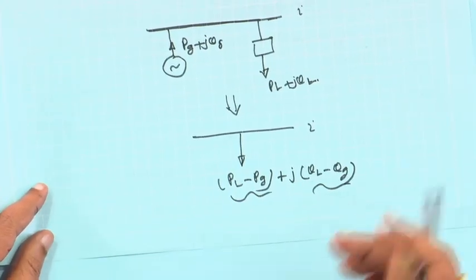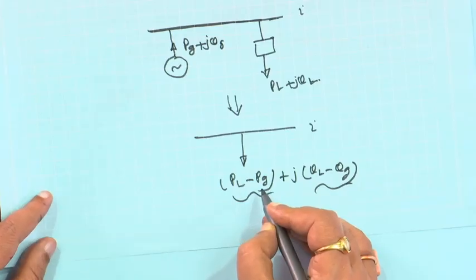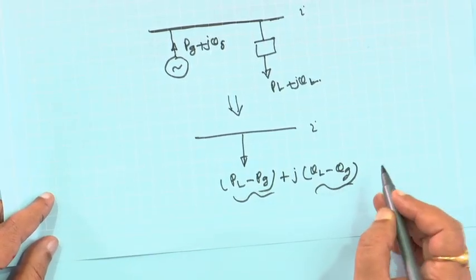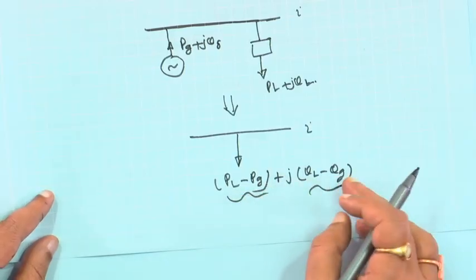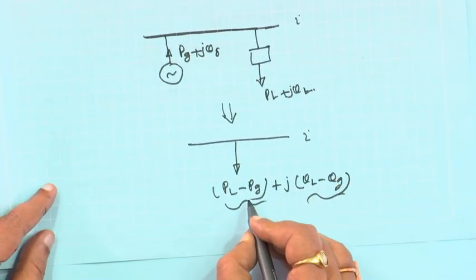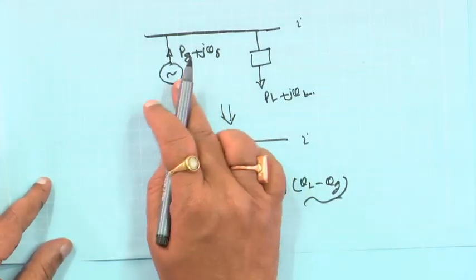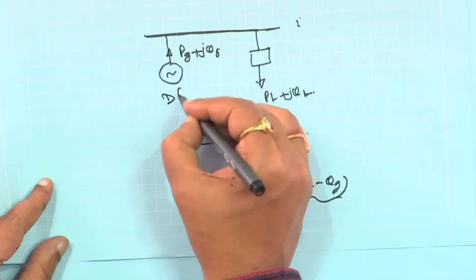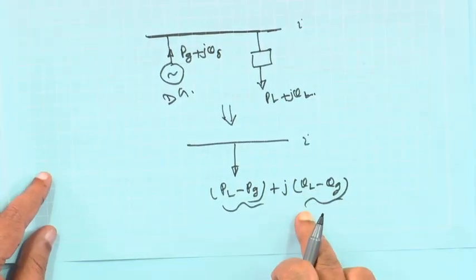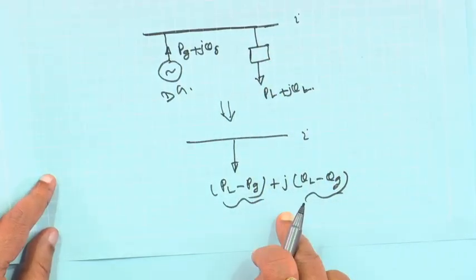PL minus PG may be negative, it does not matter. QL minus QG may also become negative, positive or negative, it does not matter. This is the case where some power is injected, for example from a distributed generation DG. This is the concept of power injection in load flow studies, and for any small system you have to take it like this.